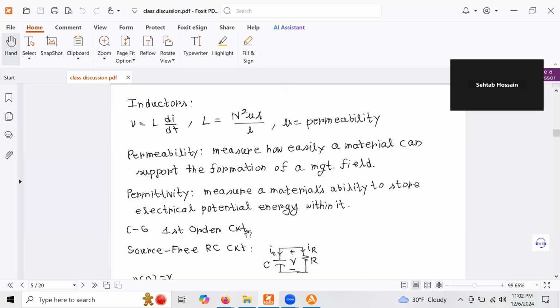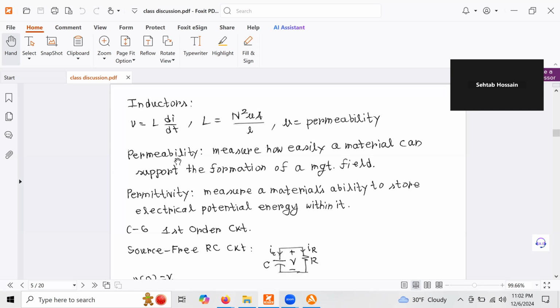And an inductor opposes the change of current. So the voltage in the inductor will be L times dI/dt, where L is equal to N squared mu A over l. Mu is the permeability. Permeability measures how easily a material can support the formation of a magnetic field, whereas permittivity measures a material's ability to store electrical potential energy within it.